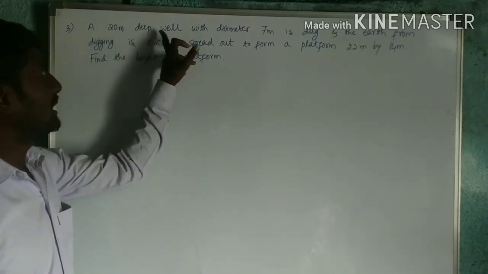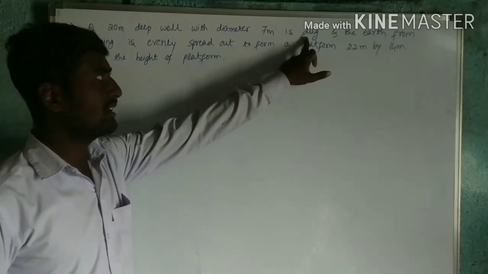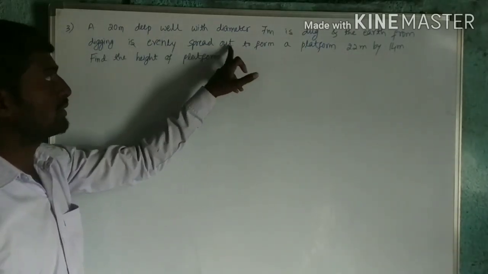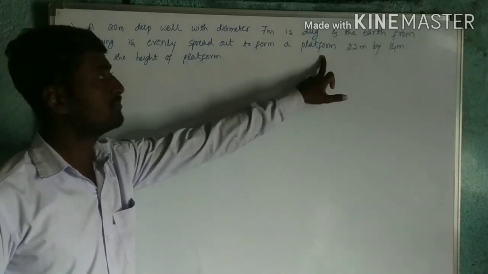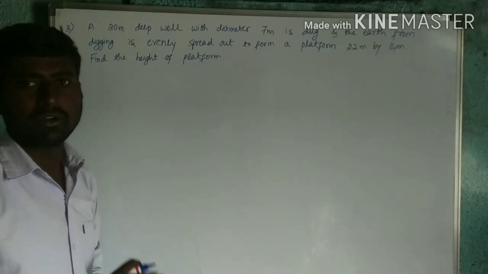A 20-meter deep well with a diameter of 7 meter is dug and the earth from the digging is evenly spread out to form a platform 20 meter by 14 meter. Find the height of the platform.